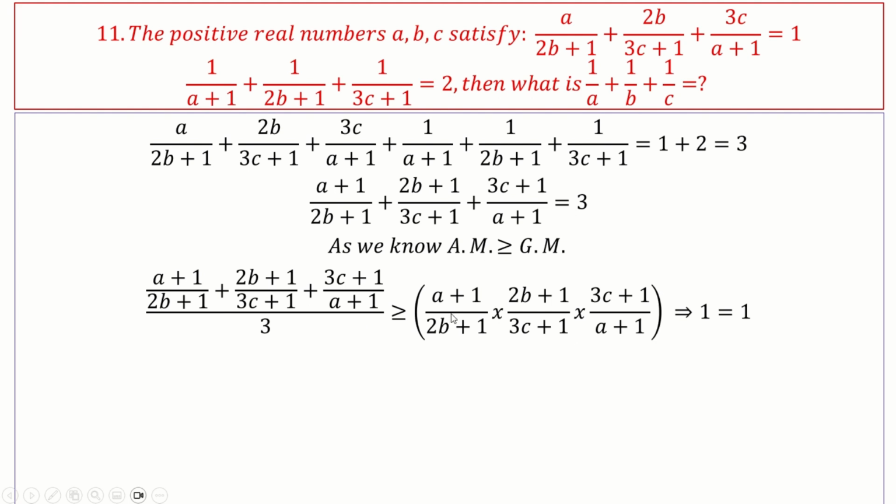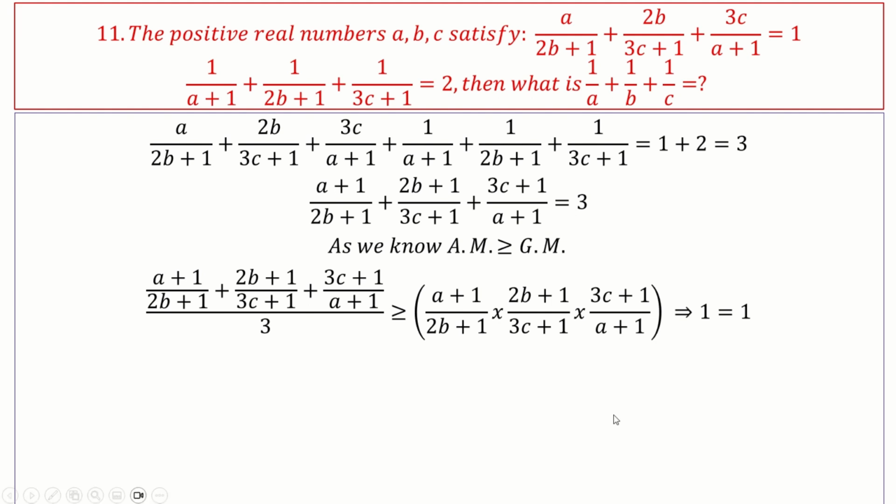Since on the RHS it is all cyclical, a plus 1 and a plus 1 get cancelled, 2b plus 1 and 2b plus 1 get cancelled, 3c plus 1 and 3c plus 1 get cancelled. So 1 to the power of 1 by 3 is 1. And here it is nothing but 1, right? So the AM is greater than or equal to GM equation is satisfied with equality: AM equal to GM.